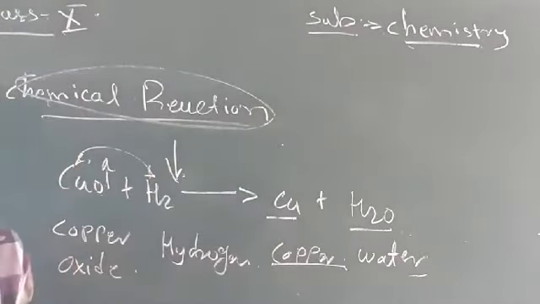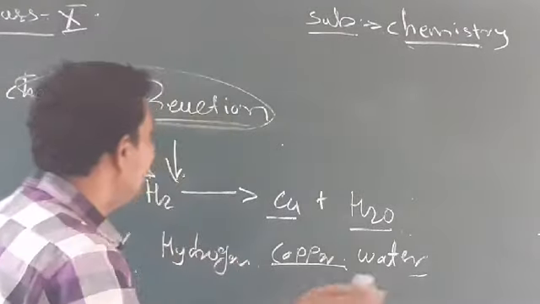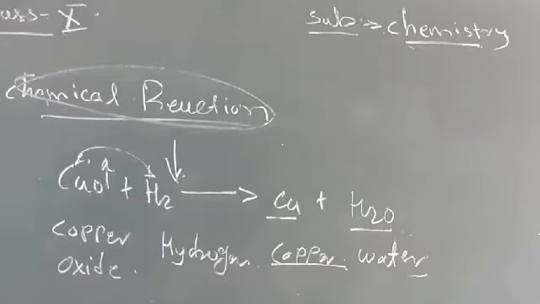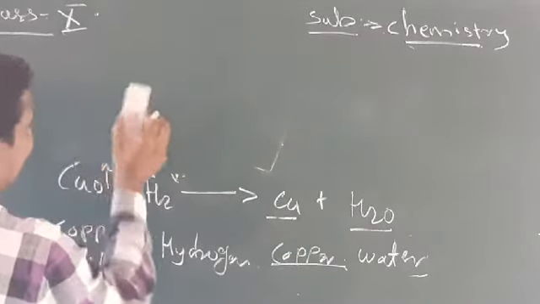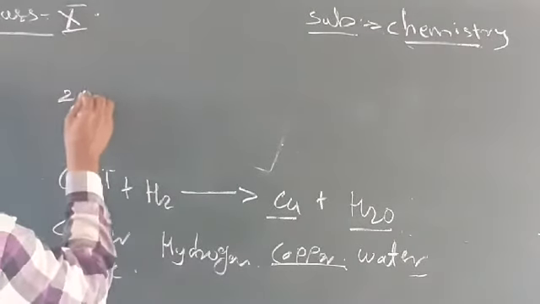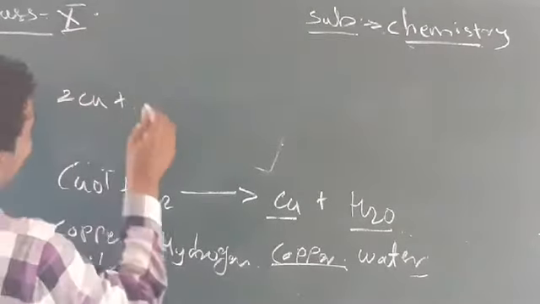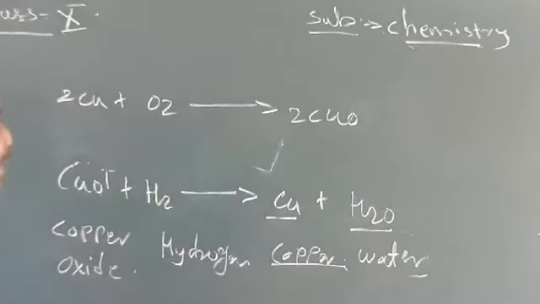This is how we identify oxidation and reduction reactions. Before the reaction, I will explain the difference between the oxidation and the reduction. First we took 2Cu plus O2, which gives 2CuO. This copper oxide product is formed, and it is the oxidation.